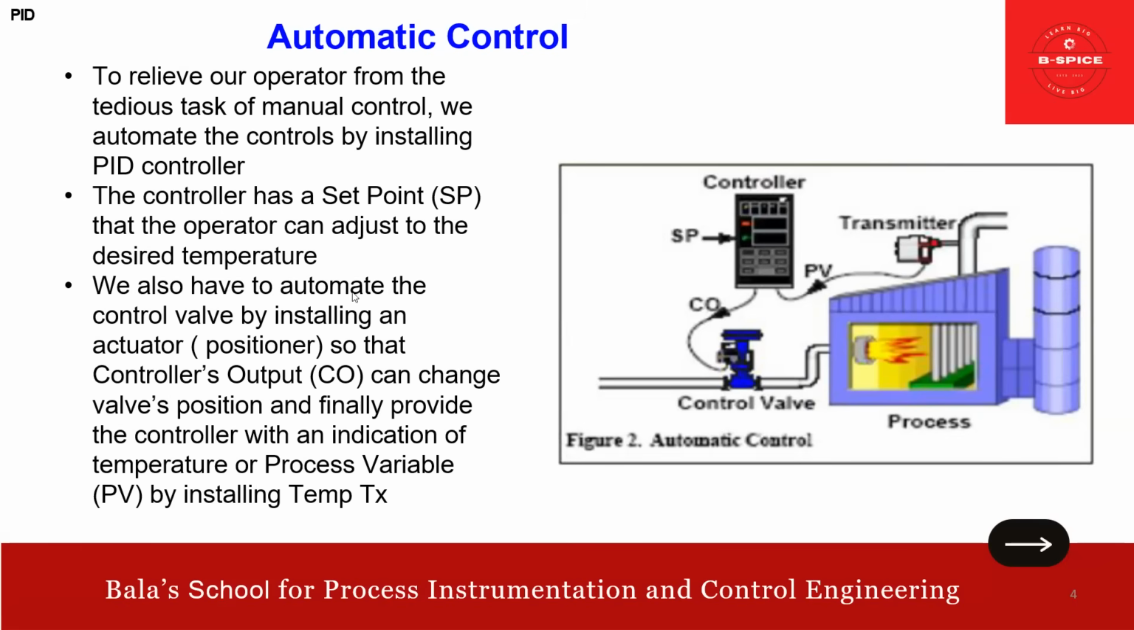Okay, so we also have to automate the control valve by installing an actuator positioner so that the controller output, you can see, can change the valve position, and finally provide the controller an indication of temperature or process variable by installing the temperature transmitter, right? So it takes this input and it gives a control output to control this valve. This is very simple, right?